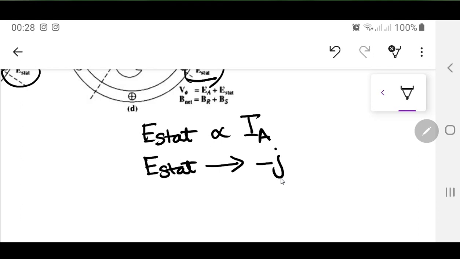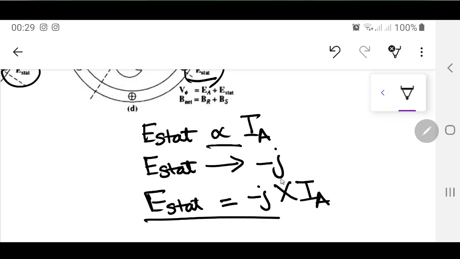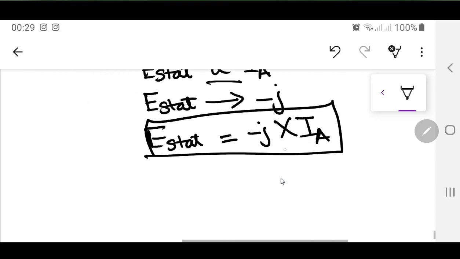So using this proportionality between E stat and IA, I'm going to change that proportionality into another constant. So E stat can be called minus jXIA. What is this X over here? This is actually the armature reaction constant, or the machine constant.